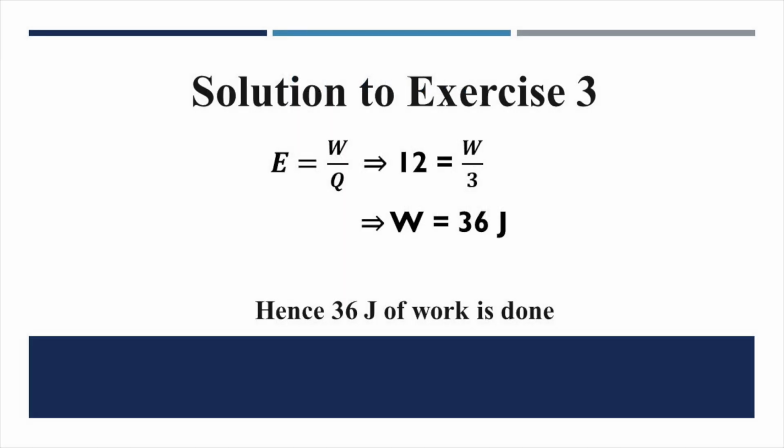We are going to use our formula. E is equal to W over Q. Hence, 12 is equal to W divided by 3. After cross multiplication, W is 36, which means that the electrical work done is 36 joule.